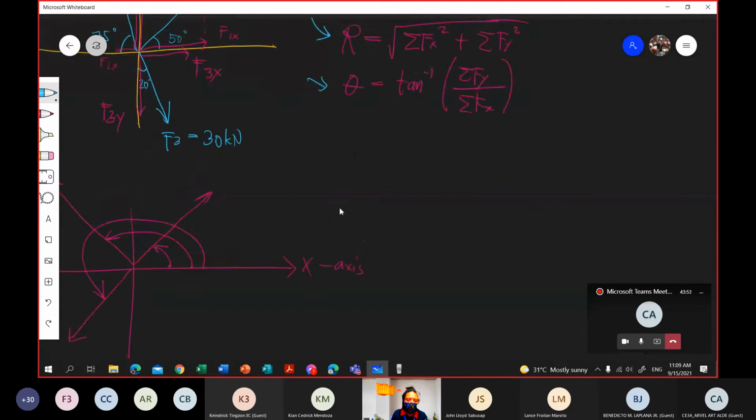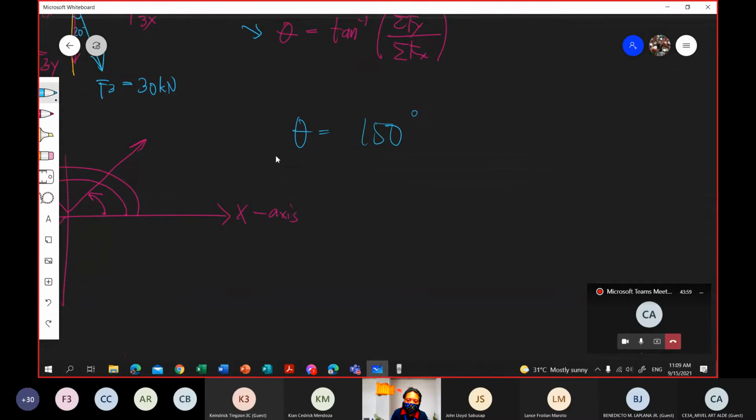So for example, the resultant theta is 150 degrees. You just locate it on the Cartesian plane, where 150 is. So there is your resultant, because it is 150. Take note, the angle we're talking about right here is always measured from the positive x-axis.